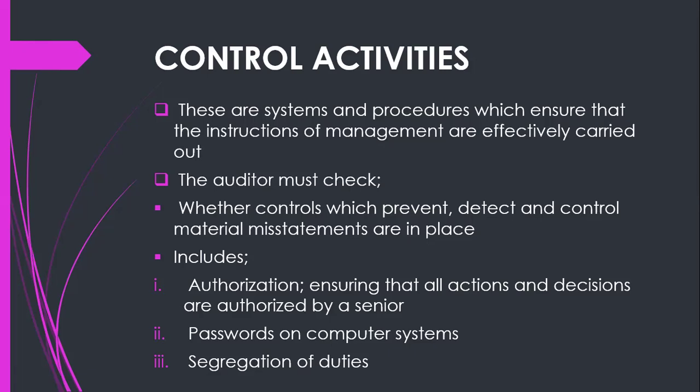Then we also need to look at authorization, ensuring that all actions and decisions are authorized by a senior. Say inventory has been sold. Maybe Avic International has bought 1,000 bags of cement. Do those 1,000 bags of cement just go out of the business without any authorization from a senior? If there's an authorization from a senior, then that's a control activity. It's preventing exorbitant amounts of inventory from going out of the company.